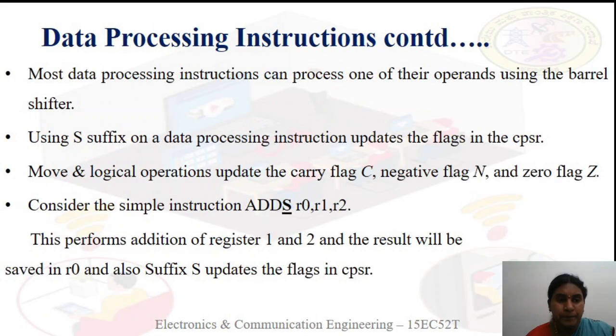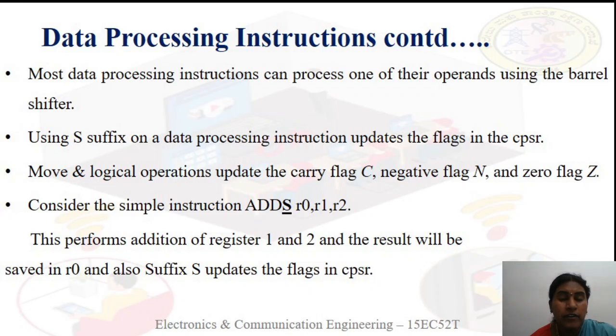Now we will see how these data processing instructions are performed. Most data processing instructions can process one of their operands using the barrel shifter. You know, while explaining the barrel shifter, I told you that before applying any data to the ALU, one data should have no pre-processing and another data should be pre-processed. It means one of the data will be applied directly, but another data will be applied after passing through the barrel shifter.